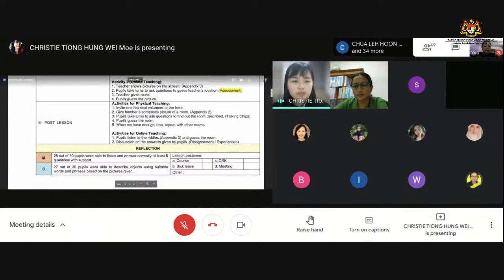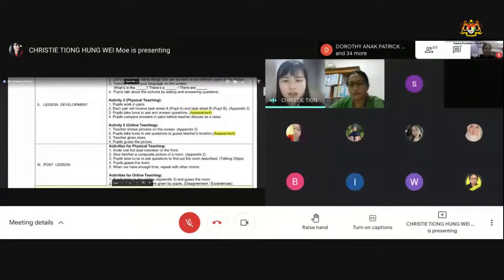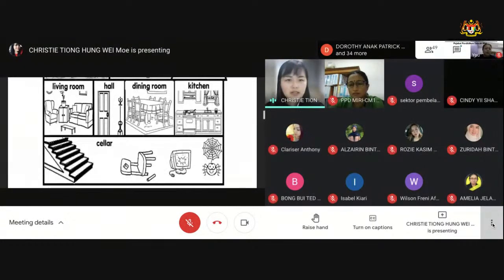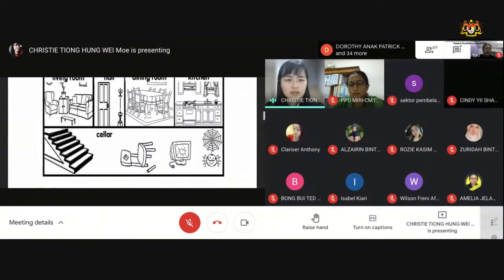And this is the lesson development. So this is task sheet A and B. Task sheet A is for pupil A.